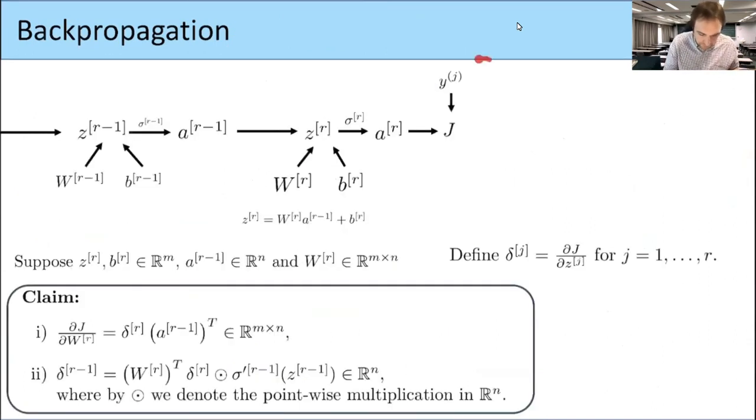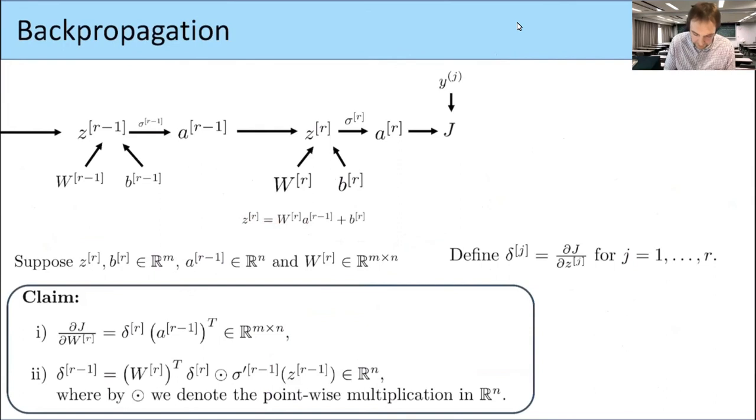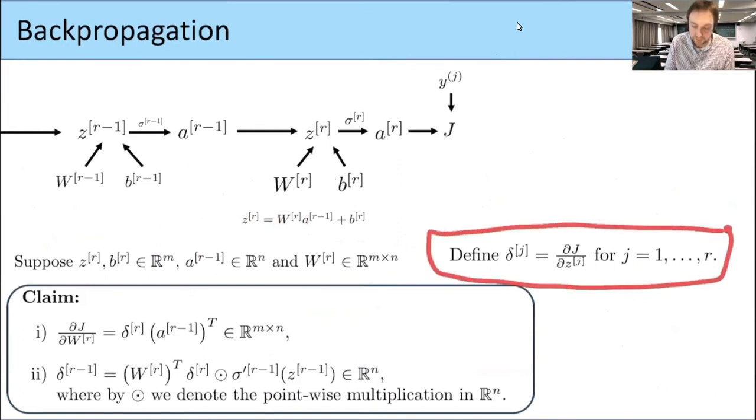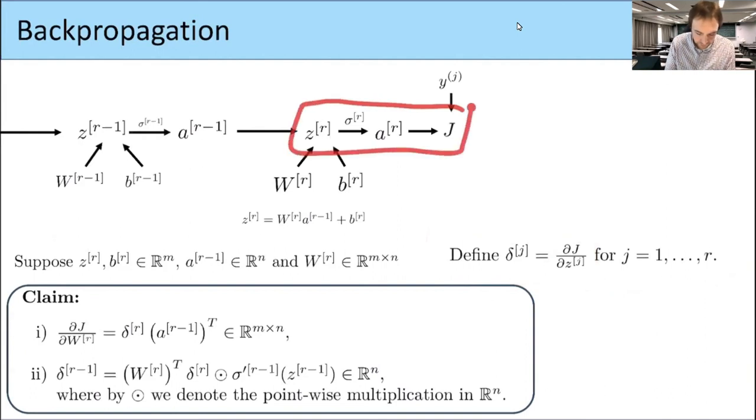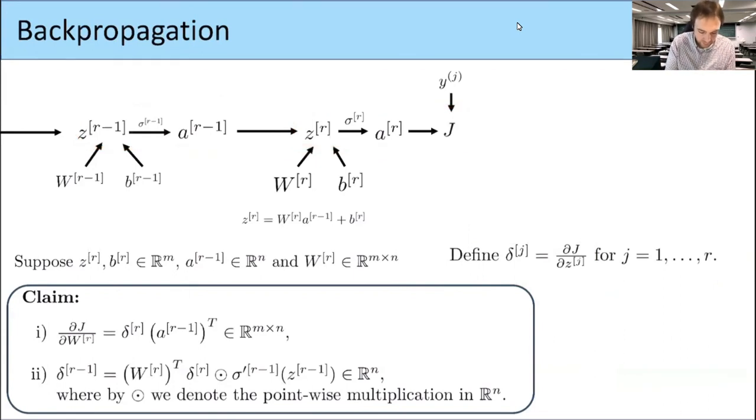Okay, but let's make this precise. So this here is the same picture as on the slide before. And this is the notation I said, this delta. By this, I always mean the derivative of, well, capital J. Maybe that's not a good notation. With respect to that Z, so these are always these steps here. And now let's do an explicit example where this ZR is in Rm.